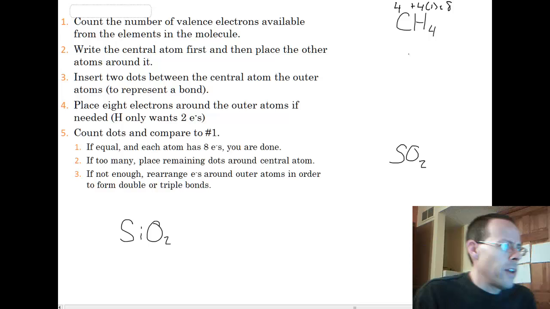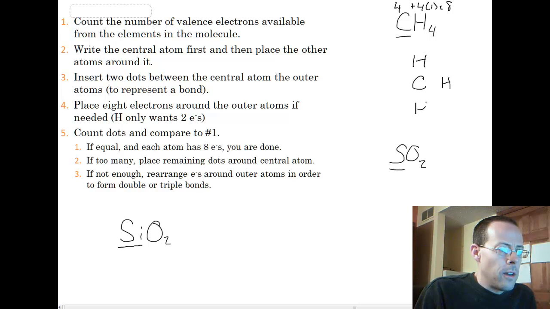The next thing, write the central atom first, and then place the other atoms around it. So I will always have the central atom underlined on any quiz, test, or homework. So simply you're going to write the central atom in the middle, and then we can put H's on the 4 different sides. So H there, H there, H there, and H there. Alright, the next thing is insert 2 dots between the central atom and the outer atoms to represent a bond. So I'm going to put 2 dots, 2 dots, 2 dots, and 2 dots.